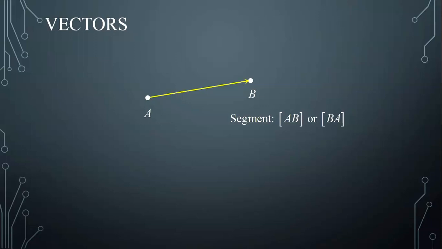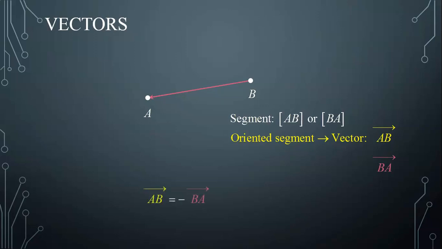However, if I were to give segment AB a sense of orientation from A to B, I would then have an oriented segment, which is what we refer to as a vector, and we denote it by AB with an arrow to indicate the orientation from A to B. If I switch the sense of orientation from B to A, I end up with a different vector BA, where vector AB would be negative vector BA, which is what we refer to as opposite vectors.